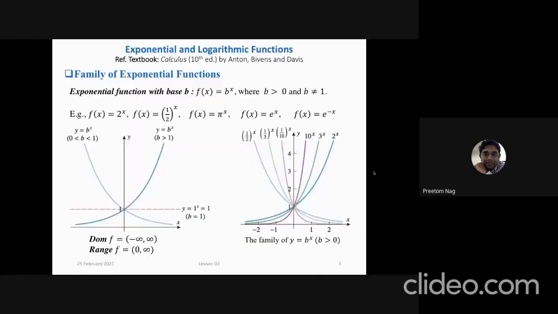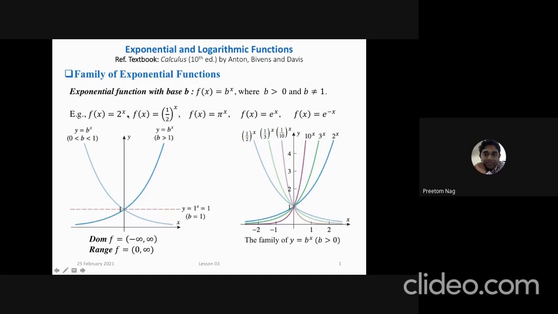So what is the form of the exponential function? An exponential function with base b is f of x equals b to the power x, where b should always be a positive number and b can never be 1. If b is 1, then 1 to the power x is always 1, so the form of an exponential function does not remain. So we consider here that b is always greater than 0 and b is not supposed to be 1, in order to have an exponential behavior of a function.